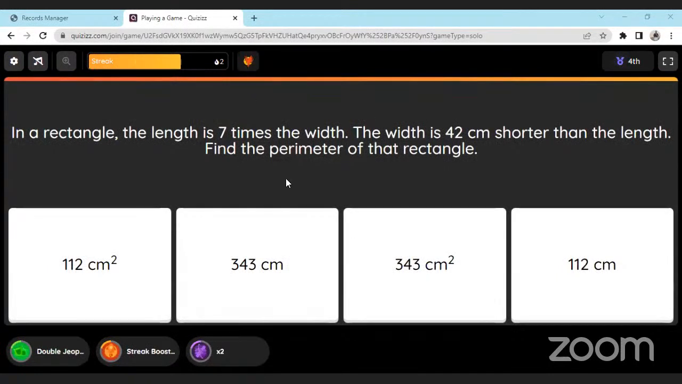So this one is about perimeter. Perimeter means adding up the edges. So 98 plus 14, 2 into L plus B.